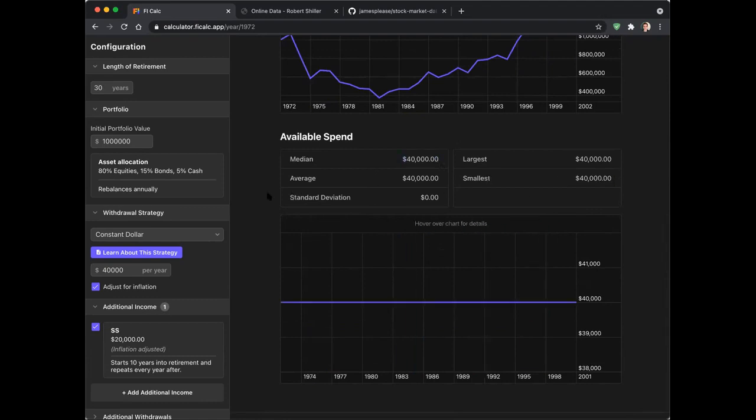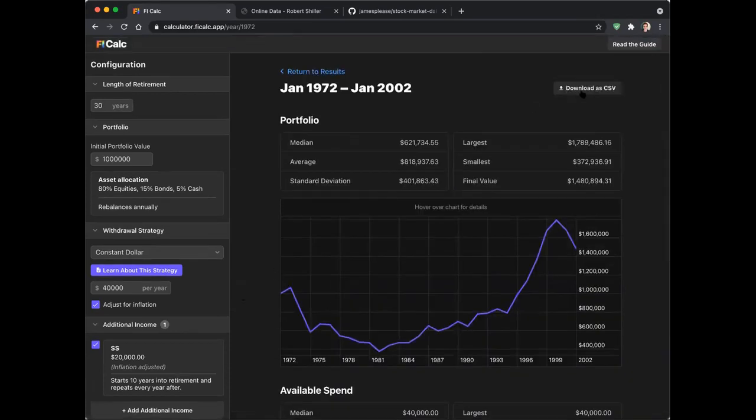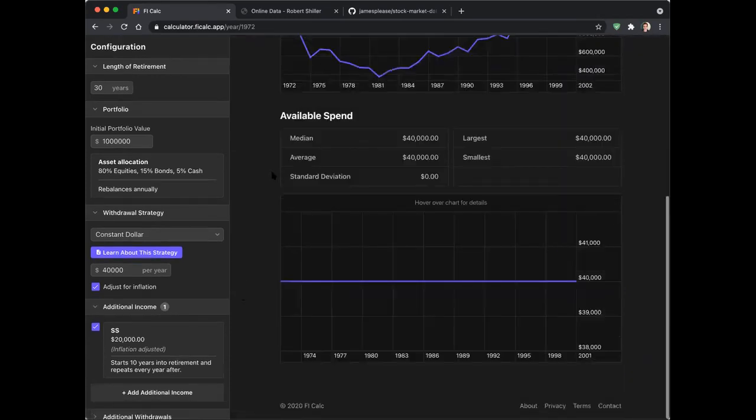And you can see that it's always showing $40,000. So I think one of the highest impact features I could add to FI Calc would be showing the withdrawal that you made on the same chart as the available spend. I think it'd be pretty cool to see that you're actually withdrawing $40,000 for these first 10 years, and then when Social Security kicks in, it would drop down to $20,000, and you would see that $20,000 a year withdrawal. You can't see that right now. You do have to download the CSV and dig into that.